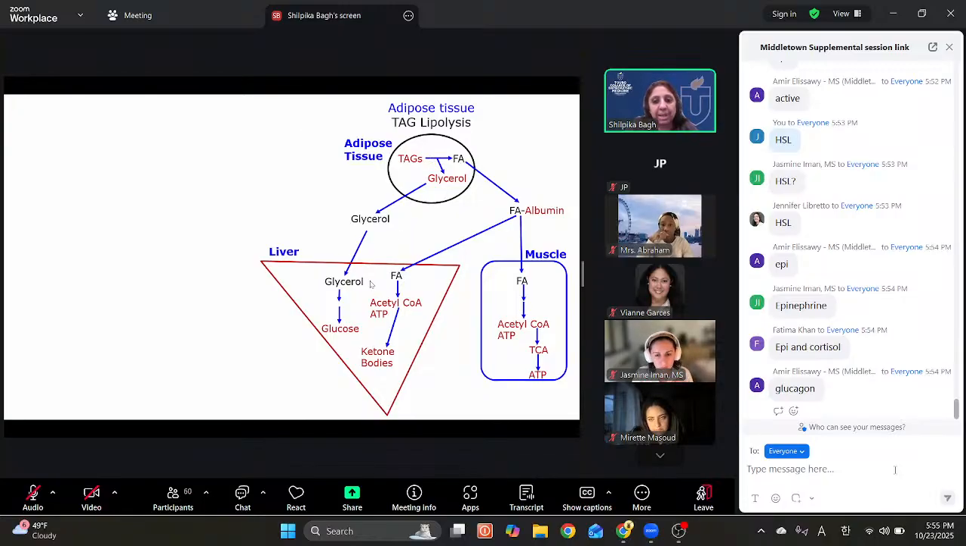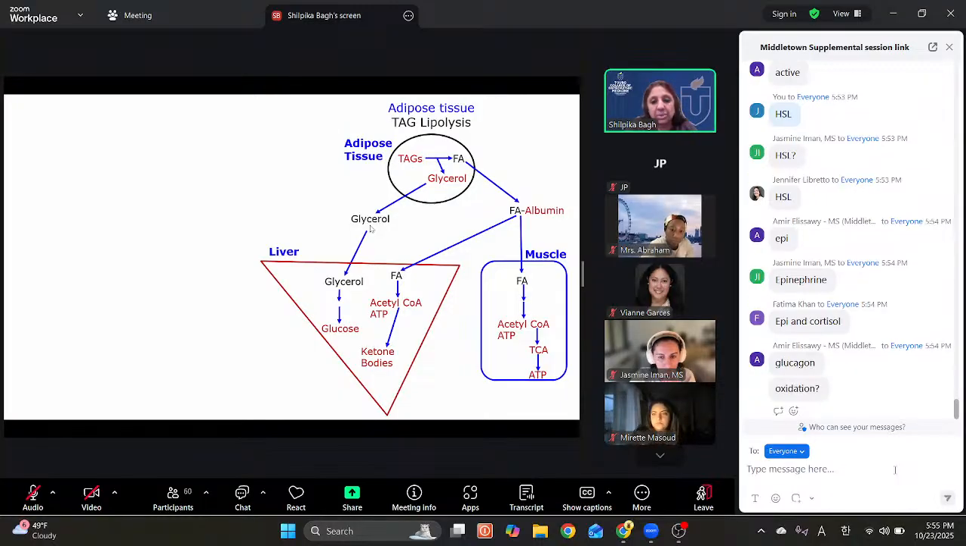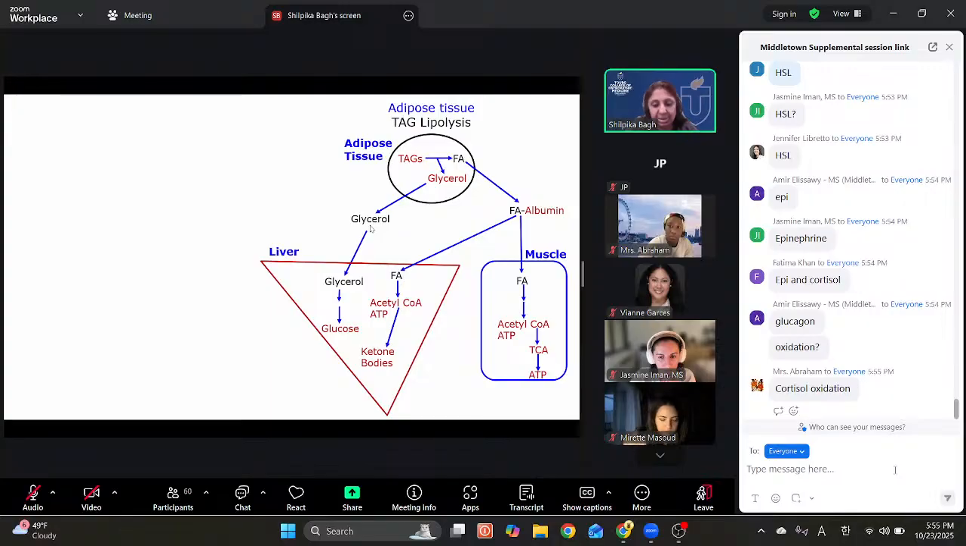Your TAG lipolysis is on, fatty acids and glycerol are released. They are picked up by liver and muscle. So what is the fate of fatty acid when you are in a low insulin state? Oxidation. And what does fat oxidation give you? Lots of acetyl-CoA and ATP. And what do they turn on? They turn on two pathways in your body, gluconeogenesis and ketogenesis.